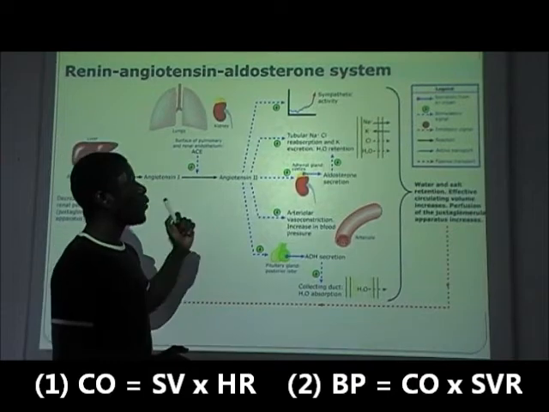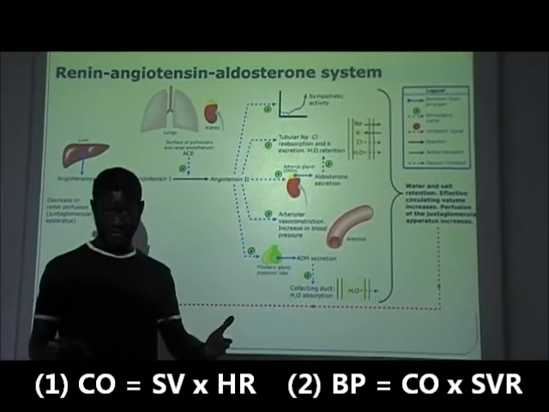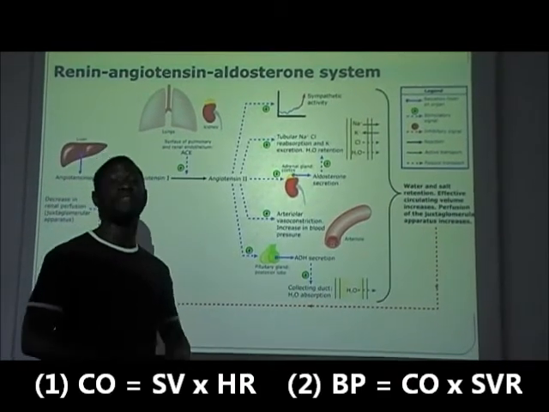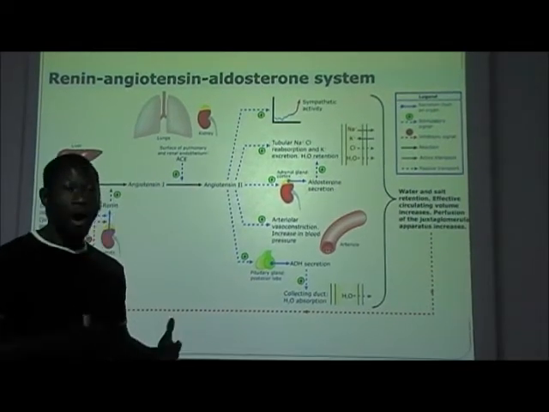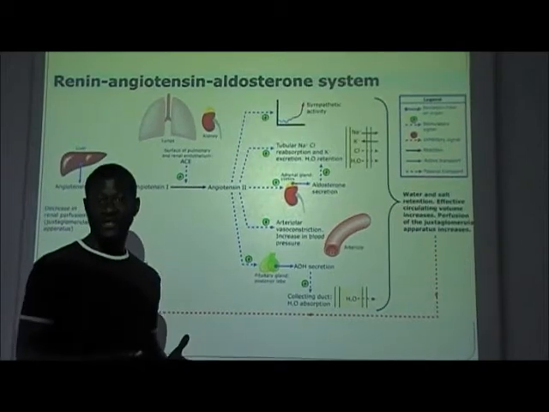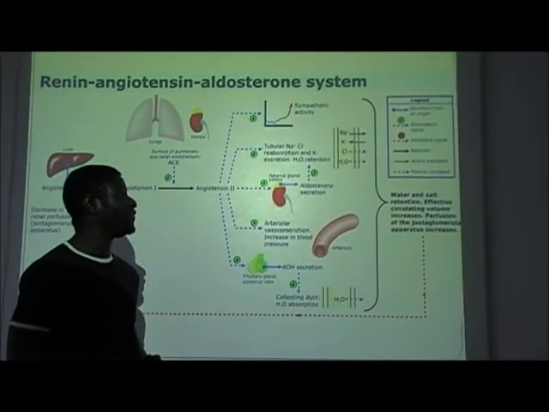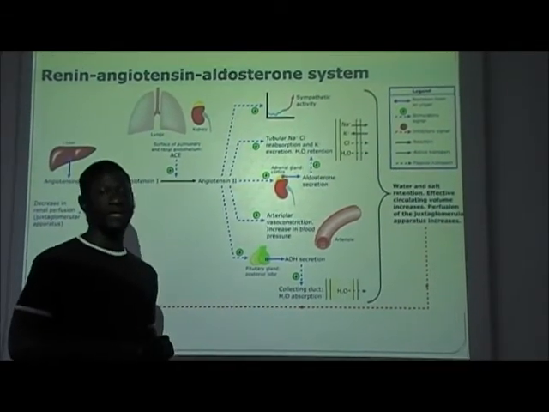So this is how the hormonal compensatory mechanism tends to maintain the blood pressure in the event that there is hypovolemia, and then the renin, angiotensin, aldosterone system will kick in to maintain the hemodynamics of the body.